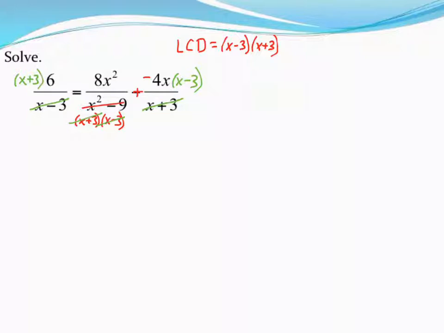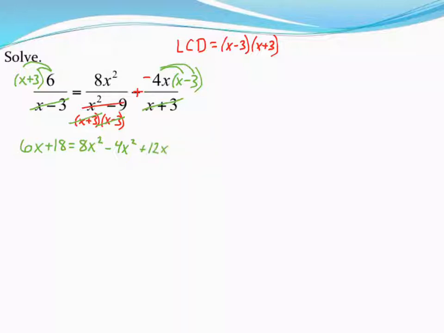Okay, so let's go ahead and do some distributing and see what's left over now that the fractions are all eliminated. So I'll distribute the 6 over here and get 6x plus 18. No more fraction, that's what I was going for. Equals, the next part is just 8x squared. Both parts of the denominator will be canceled out. And finally, I need to make sure I distribute a negative 4x. Hopefully you caught that. So I have minus 4x squared and then plus 12x.